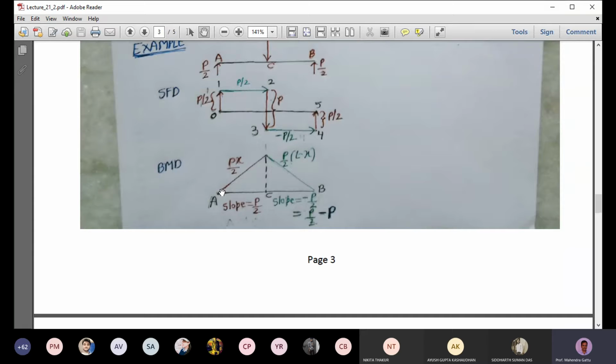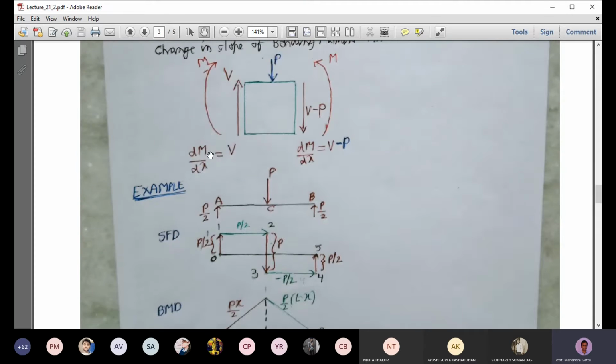So the bending moment diagram we already know: Px/2 and P/2 into (L minus x). So the slope of the bending moment diagram to the left of the point load is P/2, and the slope to the right of the point load is minus P/2. So what is minus P/2? It is P/2 minus P. That means this slope is minus P. Okay, so that is what we have here.